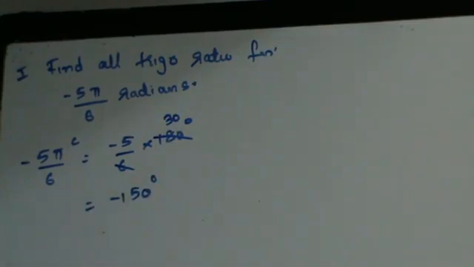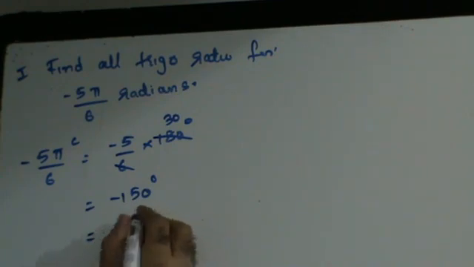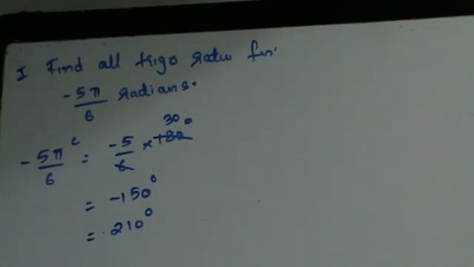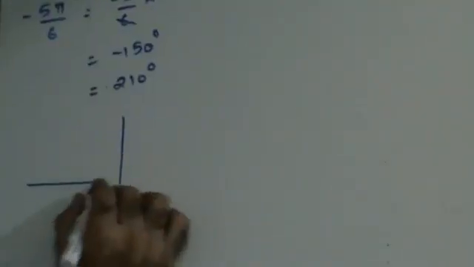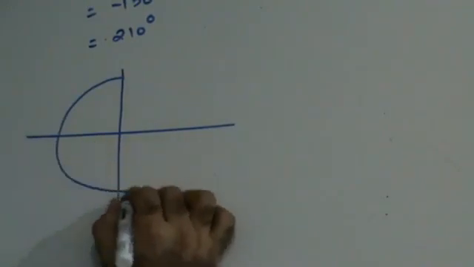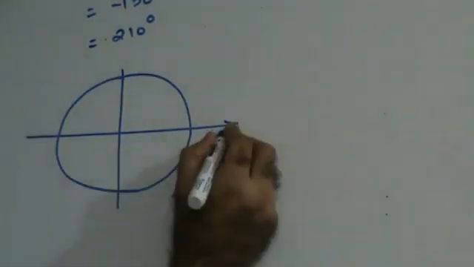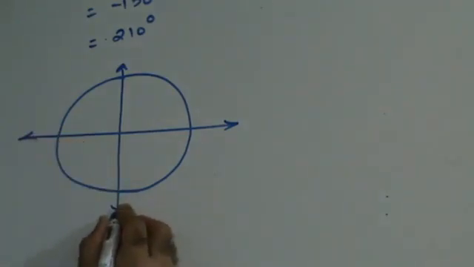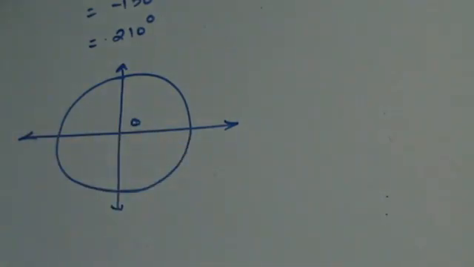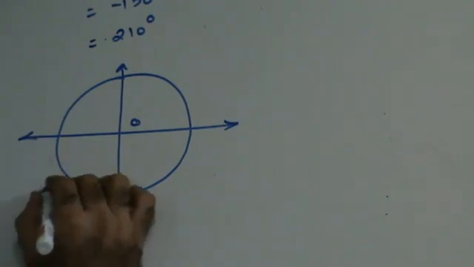Right? Minus 150 degrees is going to be nothing but, in terms of positive, 210 degrees. How did I get 210? 360 minus 150. I need to find out all trigonometric ratios. That means for 210 degrees. Right? How do I do this? Origin. Now 210 degrees is going to be in the third quadrant.